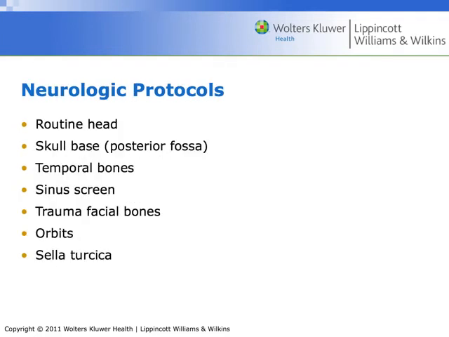So, neurological protocols that we need to be aware of and get trained in are routine heads. That's probably the bread and butter exam, the one that we're going to see the most of in CT. Skull base, so like posterior fossa kind of stuff, and this would be if we've got beam hardening and we need to scan through that area again. Temporal bones, this is one of those pretty rare studies where we'll scan through it axially, and then we also might do a true coronal.